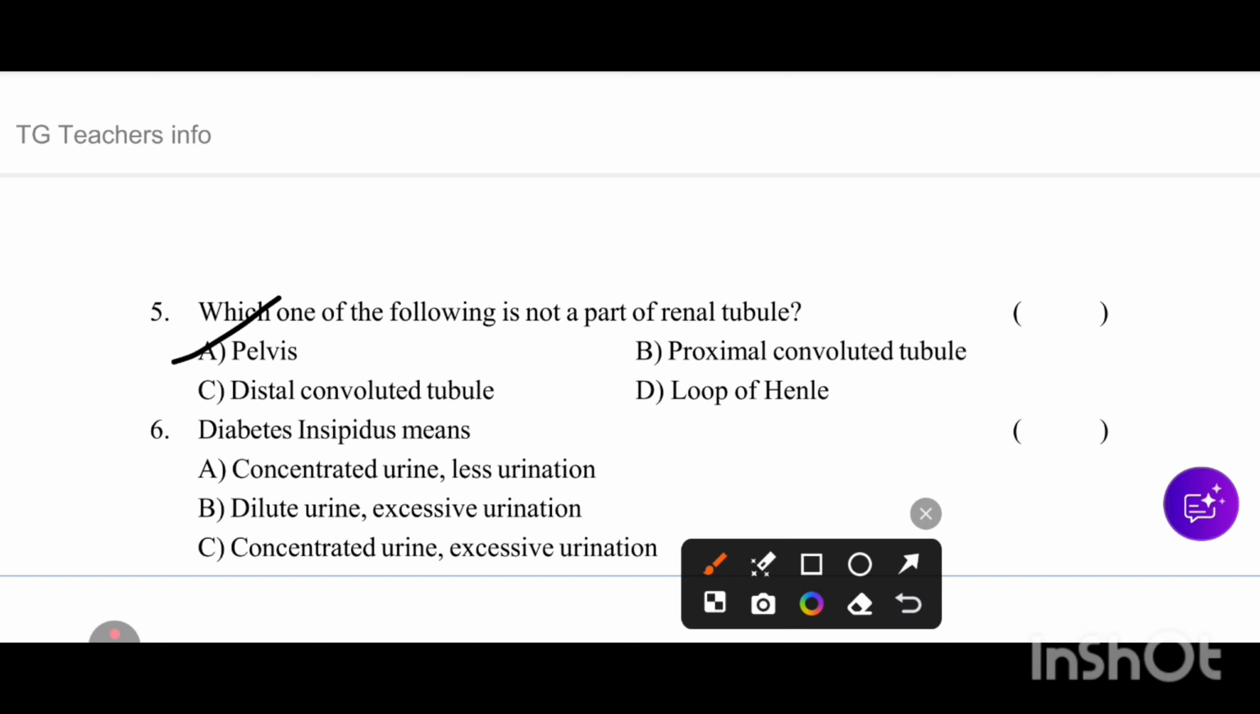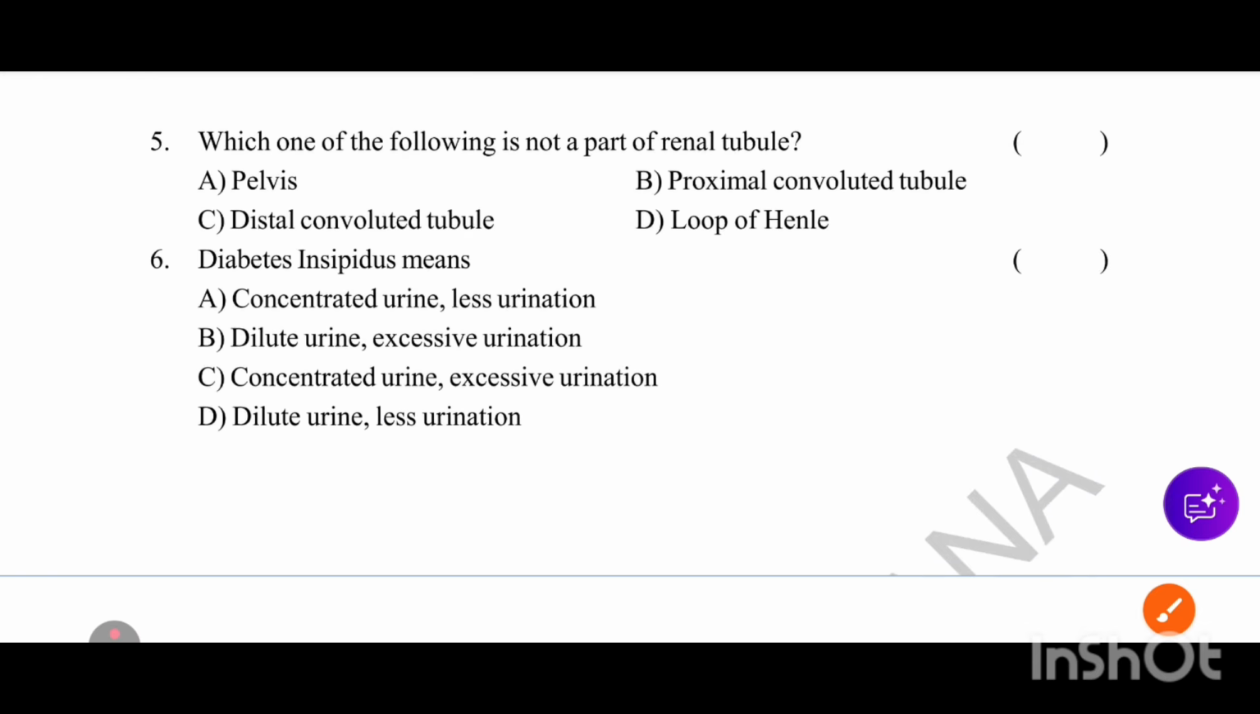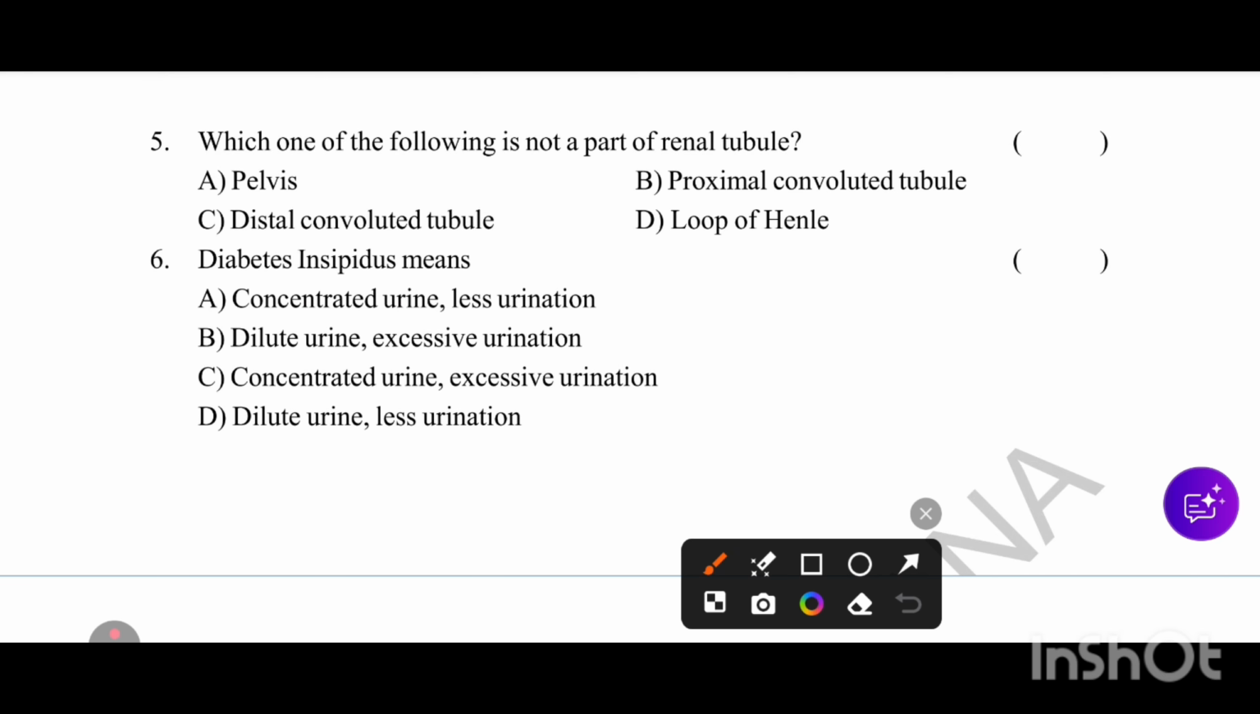All these three are the parts of the renal tubule. Then which of these is not a part of the renal tubule? That is the pelvis. This is the right option. Next one is diabetes insipidus, that is dilute excessive urination.